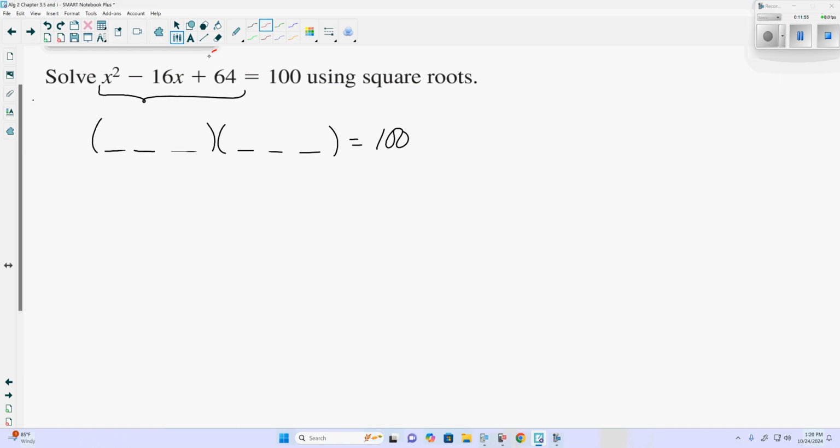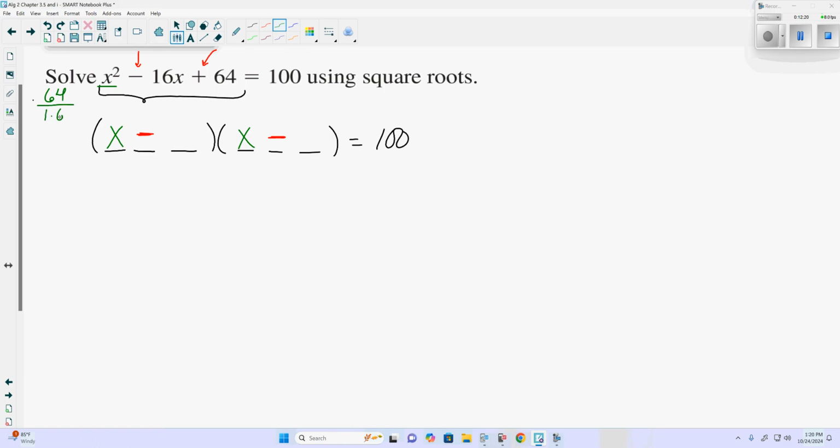That's fine. We can move on to our signs. Since the third term is positive, the signs are the same, and they match the sign of the middle term, which is negative. So our signs are negative and negative. Now we need to find the factors of the first and third term. Well, our first term is x squared. So we'd have x and x.